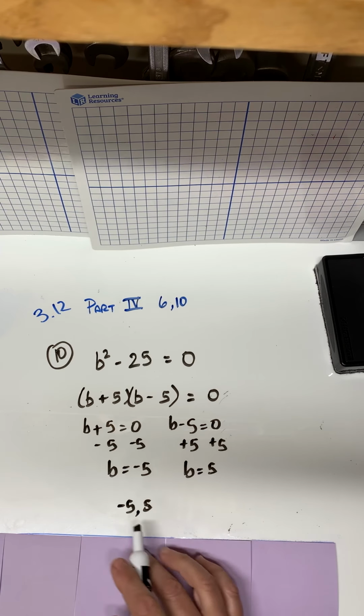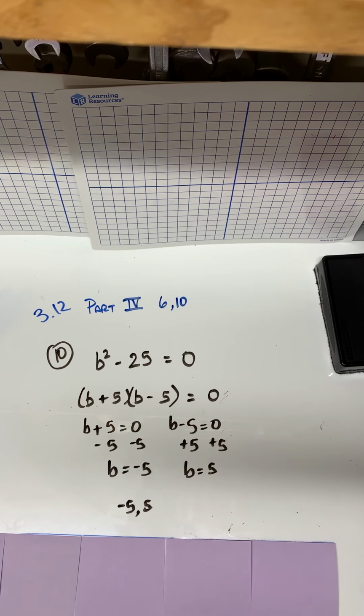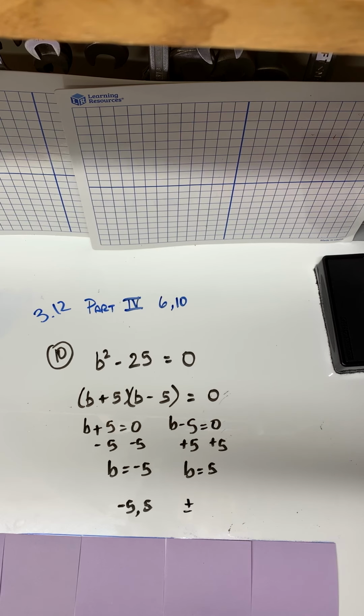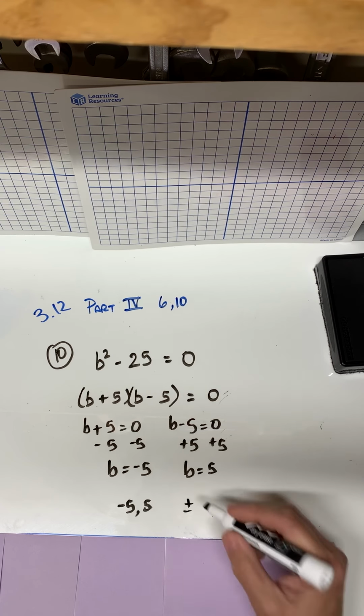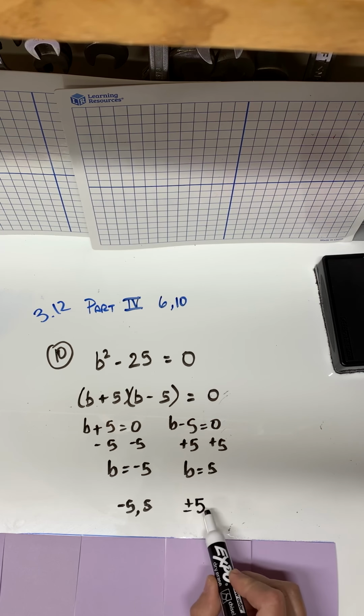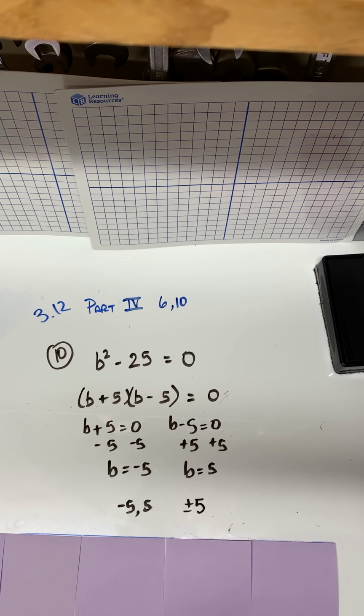You either need to write them in with a comma in between, or there is a plus or minus on the little menu on my math lab. You could write plus or minus 5, which implies a positive 5 or a negative 5 for this answer.